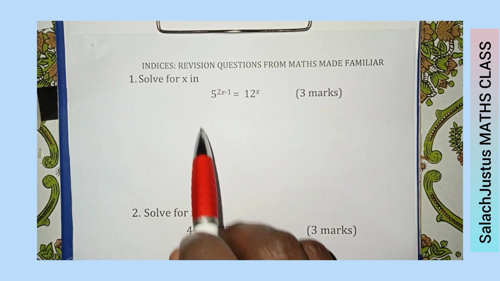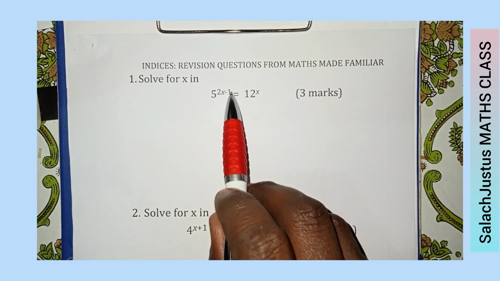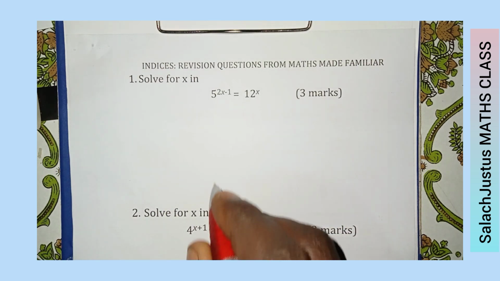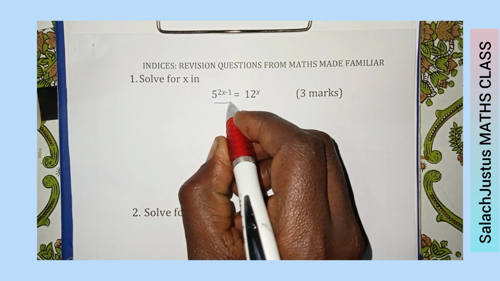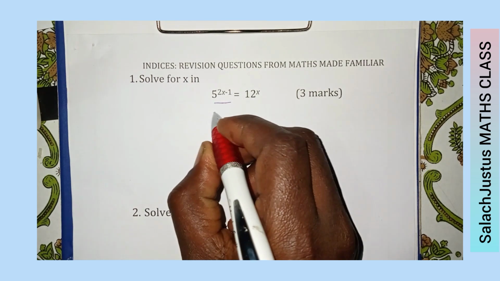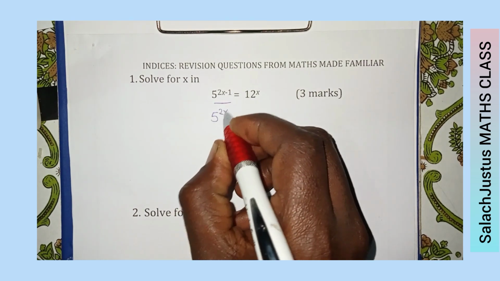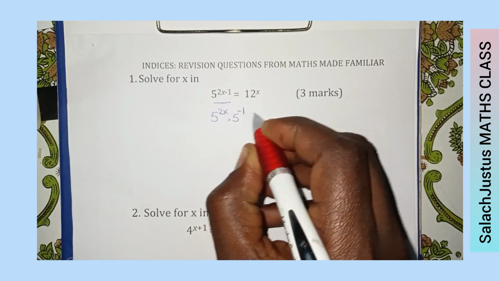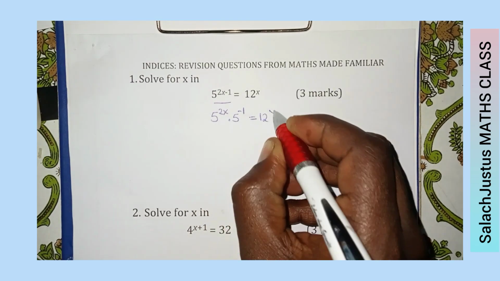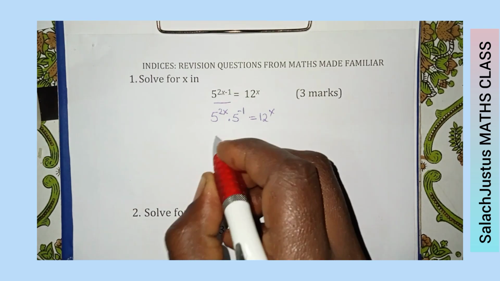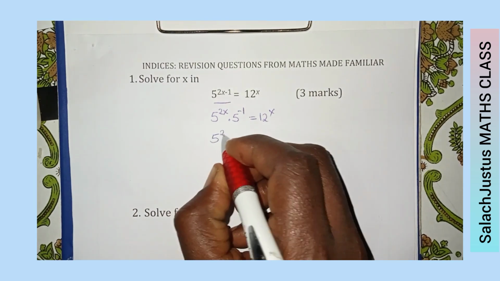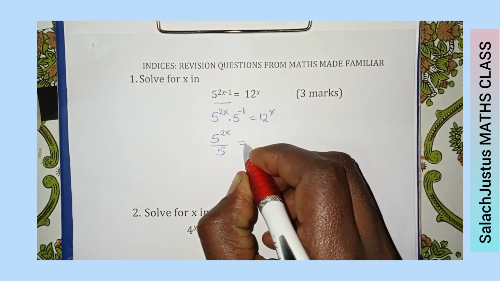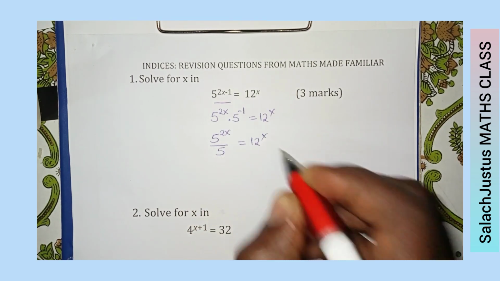Solve for x in 5 raised to power 2x minus 1 equal to 12 raised to power x. We begin by first decomposing this number on my left to get 5 raised to the power of 2x multiplied by 5 raised to power of negative 1 equal to 12 to the power of x. This can be written as 5 raised to the power of 2x over 5. This is equal to 12 to the power of x.